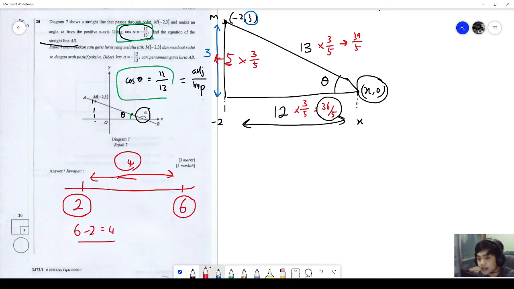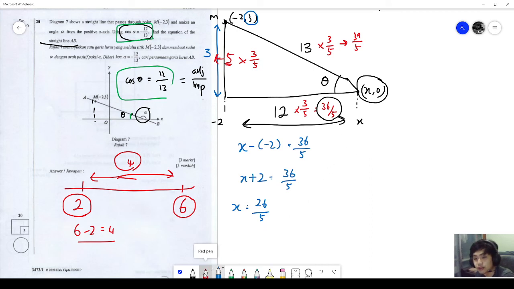So in other words, I can take from here as x minus -2 equals to 36 over 5. So x plus 2 equals to 36 over 5. So x is 36 over 5 minus 2 in this case. So I'm going to get 26 over 5. So that is my x coordinate. So from there, I can find the gradient of the line.